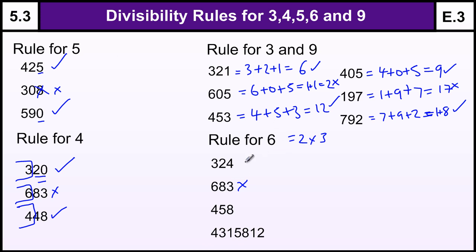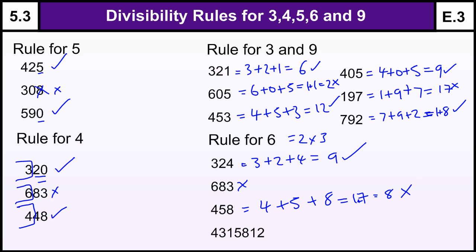So then we just look at the digits. If we add the digits 3, 2 and 4, that gives us 5, 6, 7, 8, 9. Is that in the 3 times table? Is it an even number? Yes, so that must be divisible by 6 because it's divisible by 2 and by 3. This is an even number, and we go 4 plus 5 plus 8. 4 and 5 is 9, plus 8 is 17, and 1 plus 7 is 8. So that is not divisible by 3. It's not in the 3 times table when we add the digits.